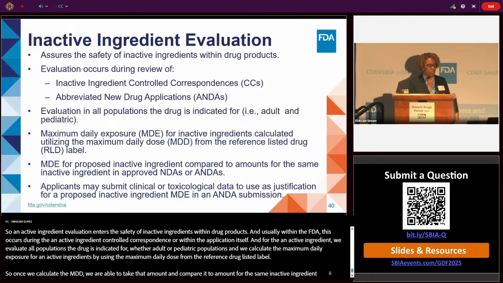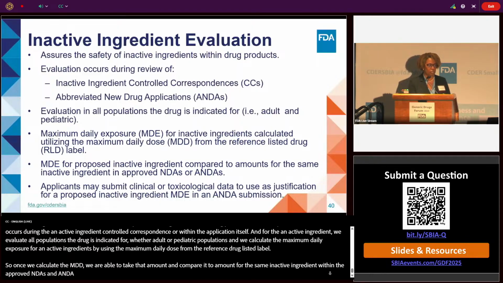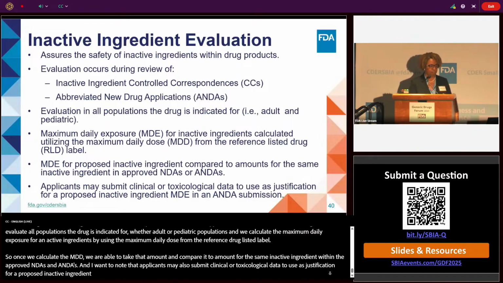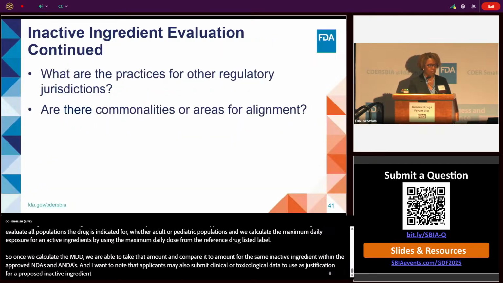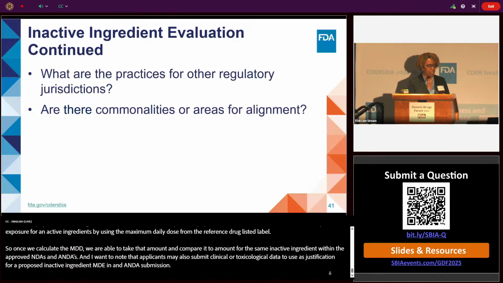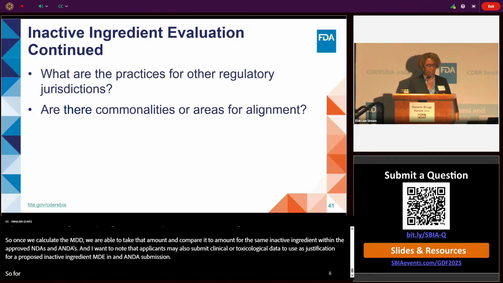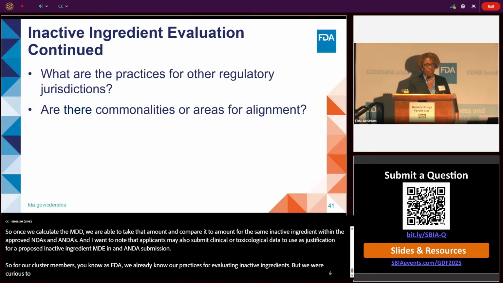And I just want to note that applicants may also submit clinical or toxicological data to use as justification for a proposed inactive ingredient MDE in an ANDA submission. So for our cluster members, as FDA, we already know our practices for evaluating inactive ingredients, but we were curious as to what their practices are for other regulatory jurisdictions. And do we have any commonalities, or are there any areas of possible alignment?